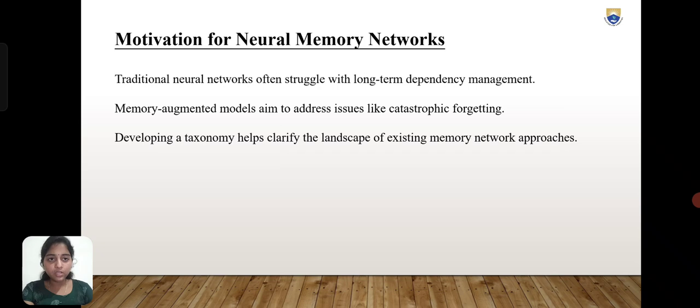Motivation for neural memory networks. Traditional neural networks often struggle with long term dependency management. Memory augmented models aim to address issues like catastrophic forgetting. Developing a taxonomy helps clarify the landscape of existing memory network approaches.